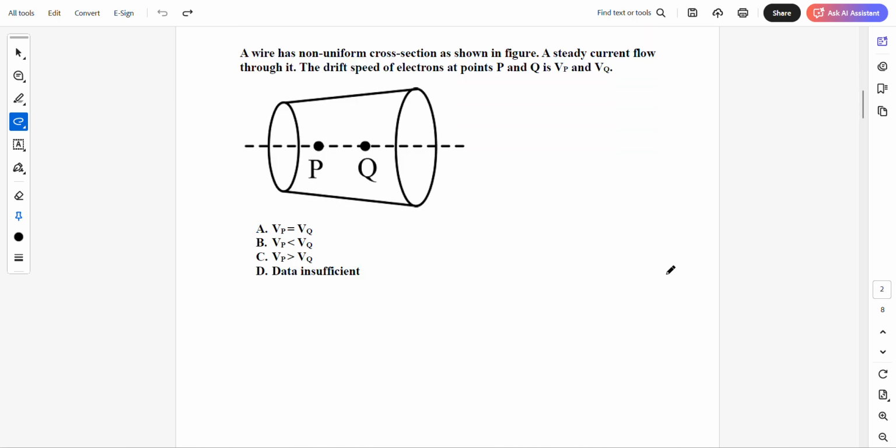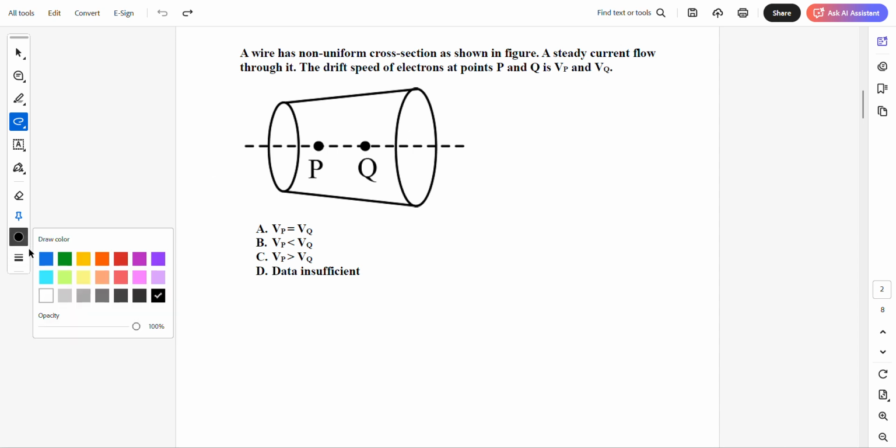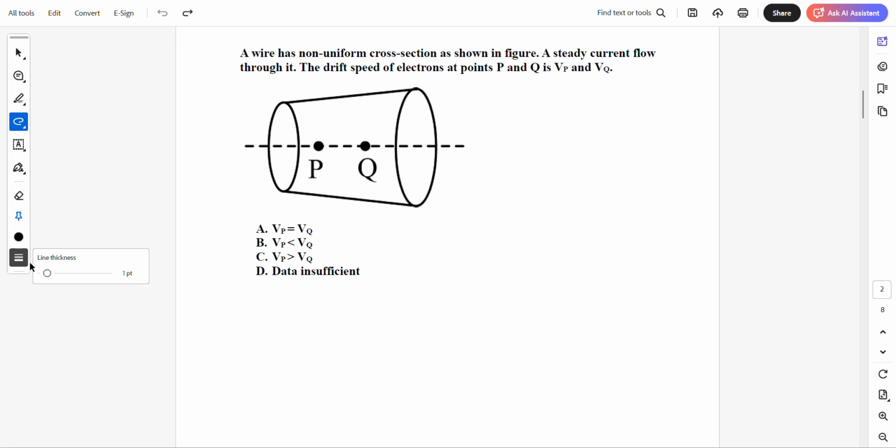This is the first problem. It is saying like this: a wire has non-uniform cross section as shown in the figure. Now this is what non-uniform. What is meant by uniform cross section? If you are having this, this is uniform. If the area is uniform, then it is called uniform cross section.